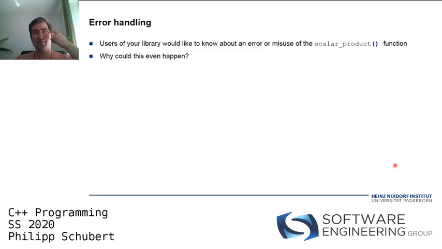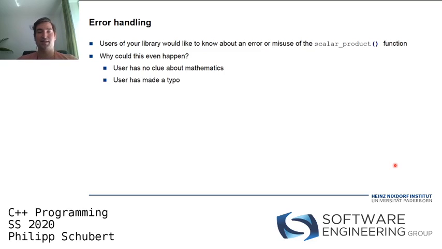So why could that even happen? That you introduce an error really in your program? Or I mean, it could be that the user of your function that you implemented the scalar product, namely that the user of that function has no clue about mathematics. Maybe he is not aware that the vectors have to have the same lengths. Yeah, it could be the case.